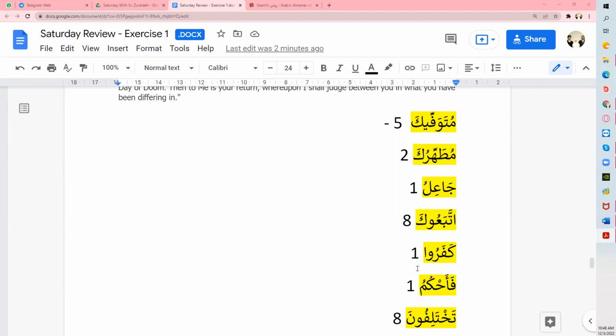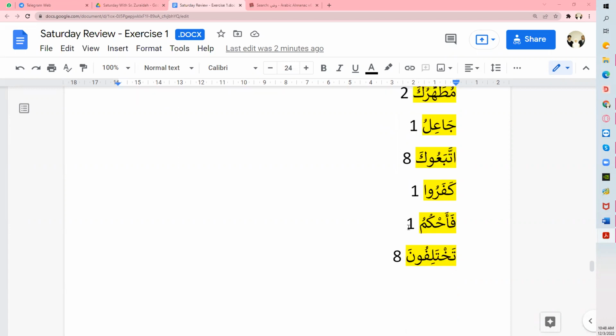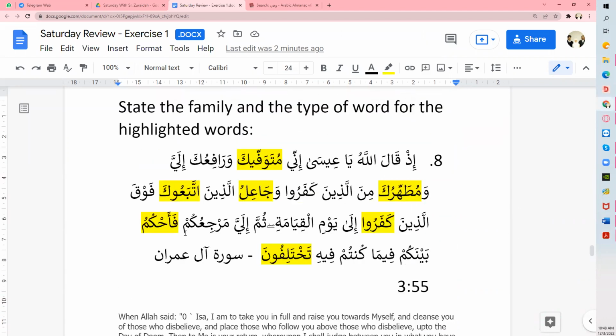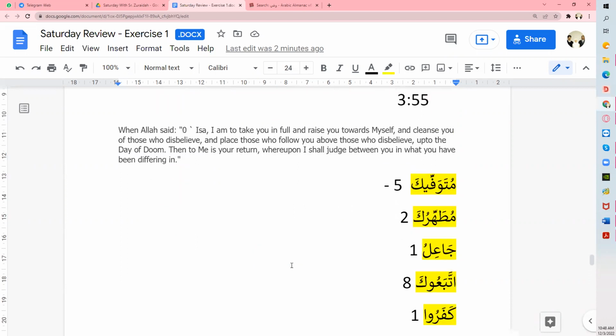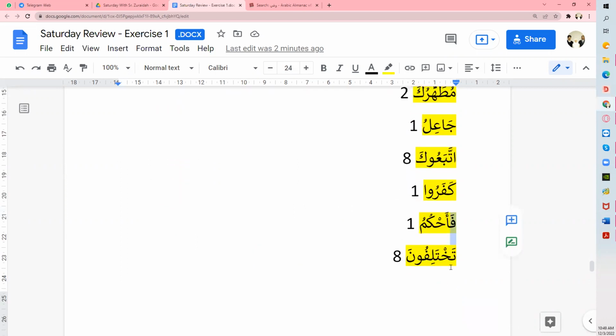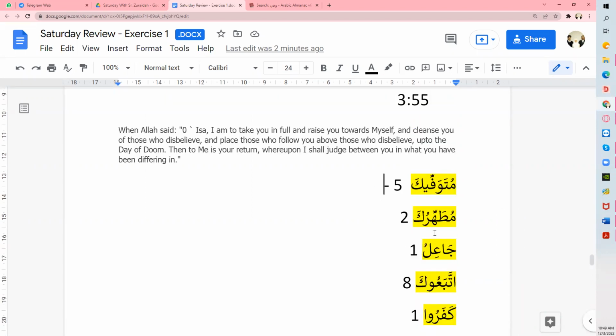Right, so this one has no extra letters, so this is mujarrad. There's also no extra letters. This fa is part of the word here, so, yeah, this is harf 'ataf. And then we have tahtalifuna, yes. The hamzatul wasal has been absorbed by the ta and una.